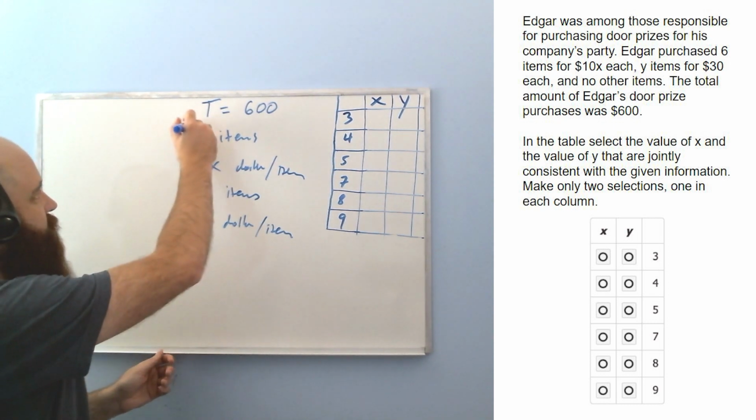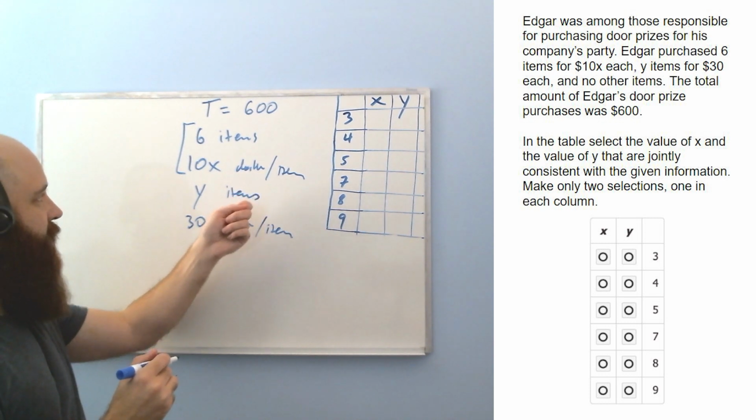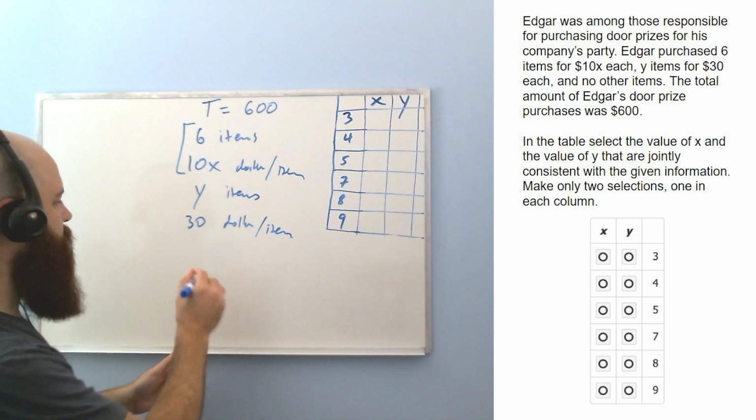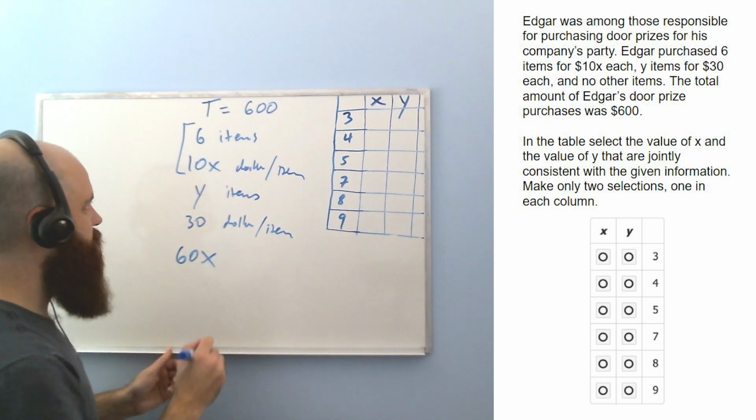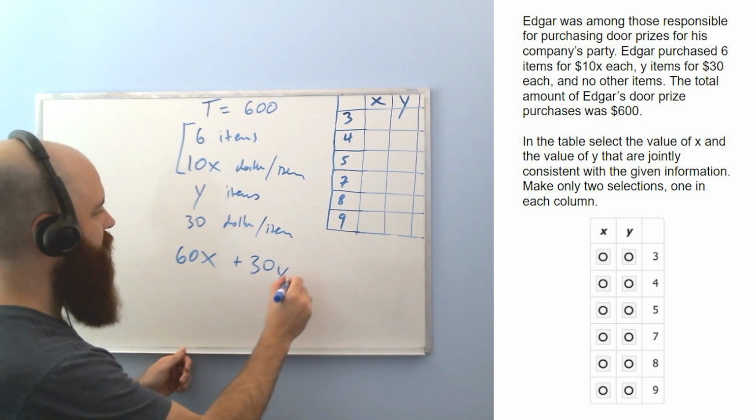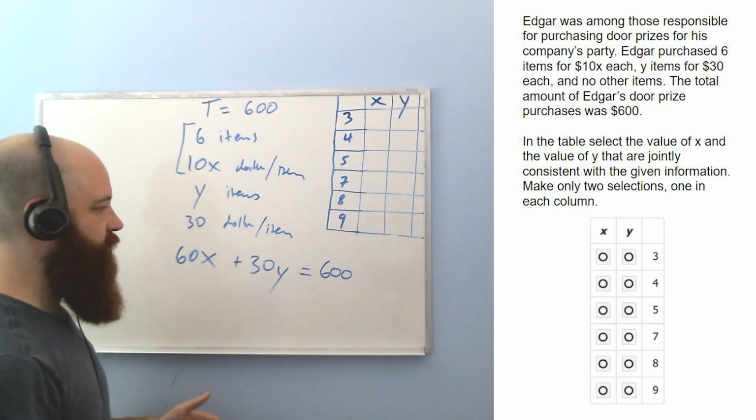Okay, so how much was spent on those first 6 items? Well, it's 10x dollars per item, and there were 6 items. So if I multiply those together, I should get dollars. So I'm going to say 60x dollars on those first 6 items. Following the same logic, 30y dollars for the next y items, and that's a total of $600.